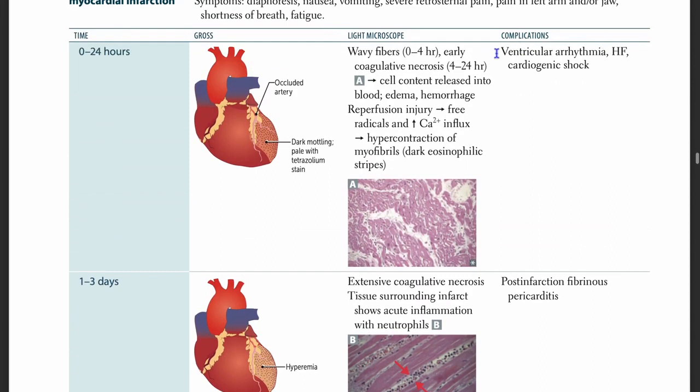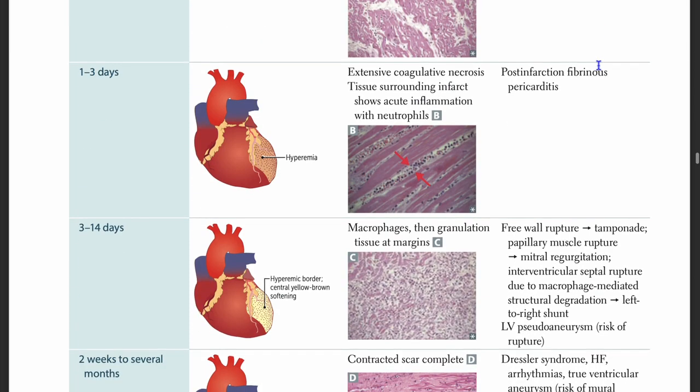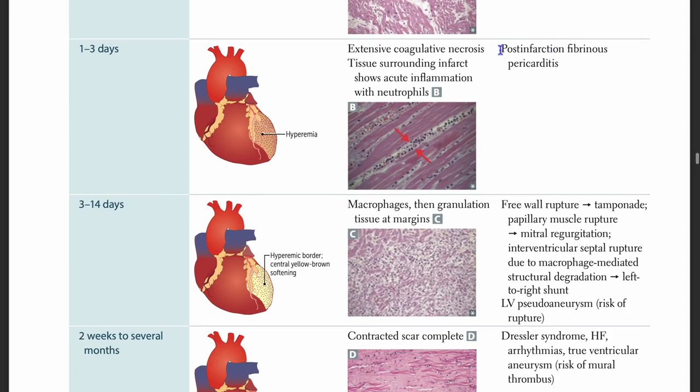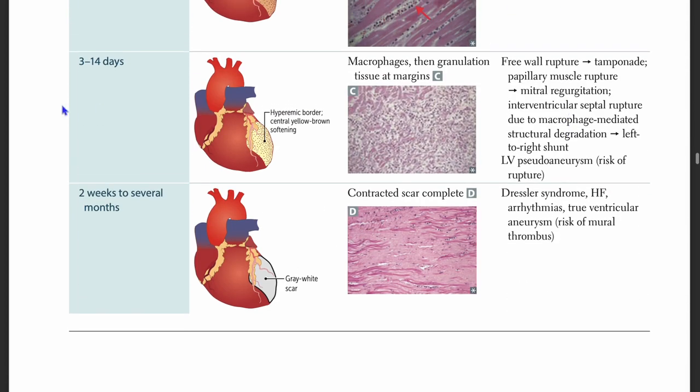Also remember the complications; they test you on that too. So what is this person at risk of between 0 to 24 hours in the initial stages of MI? They're at risk of having ventricular arrhythmia, heart failure, and cardiogenic shock. Here they have post-infarction fibrinous pericarditis, and then within like the first week or the second week, right?